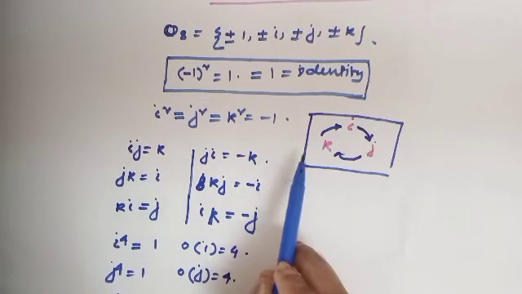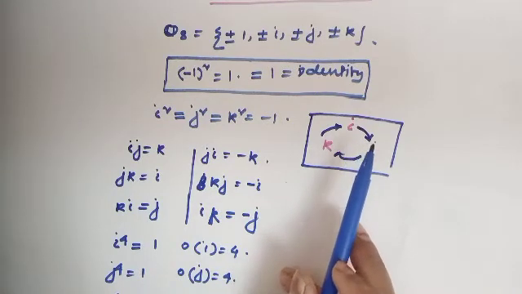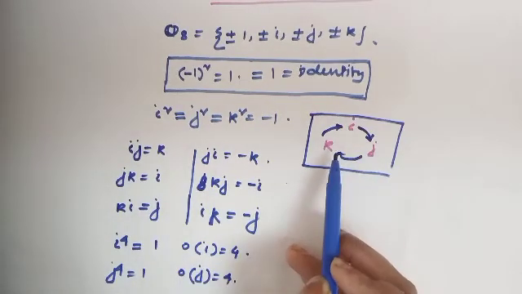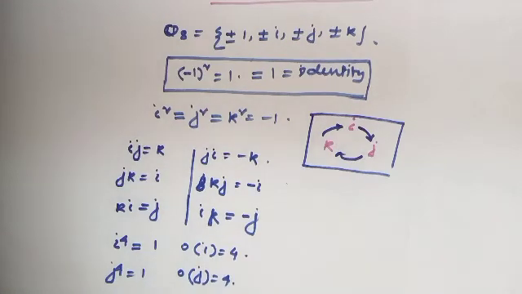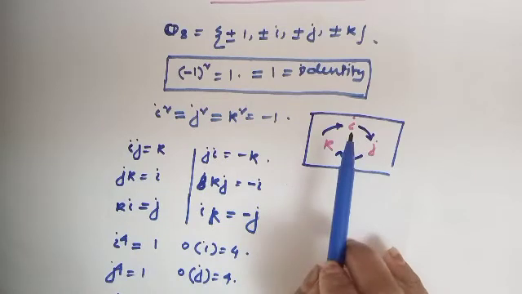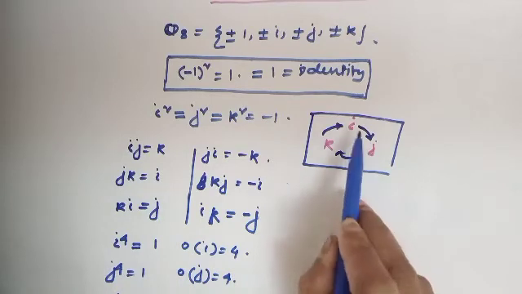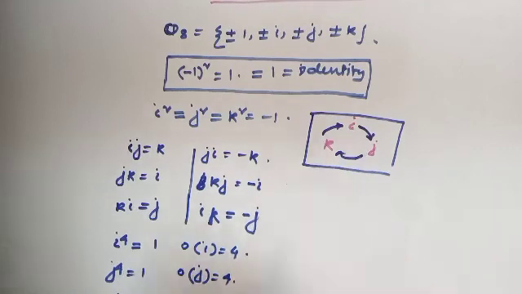This follows this picture. When I go clockwise, then i times j equals k, j times k equals i, k times i equals j. But when I follow the same picture in the anti-clockwise direction, then j times i equals minus k, k times j equals minus i, i times k equals minus j.